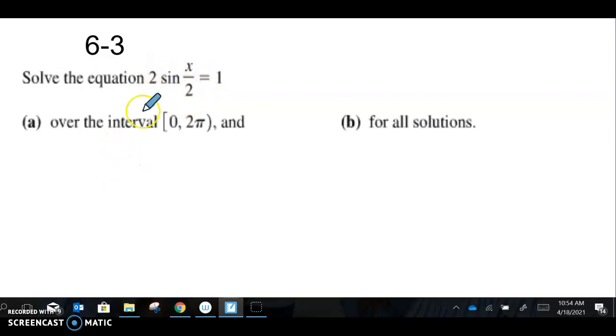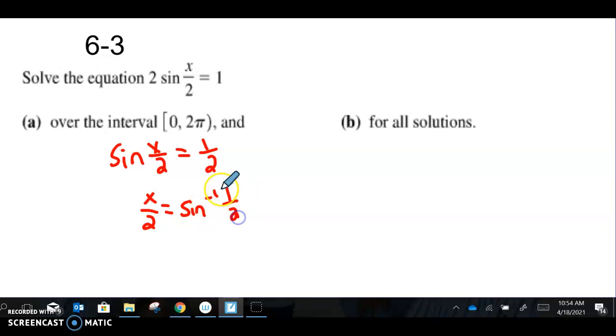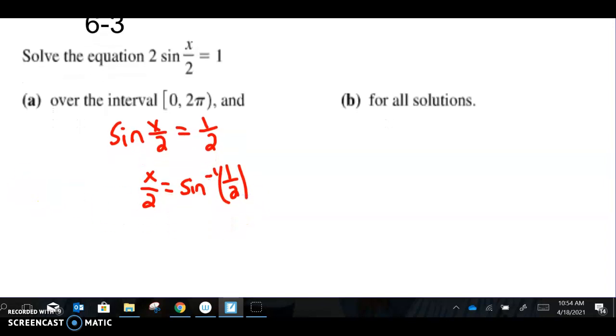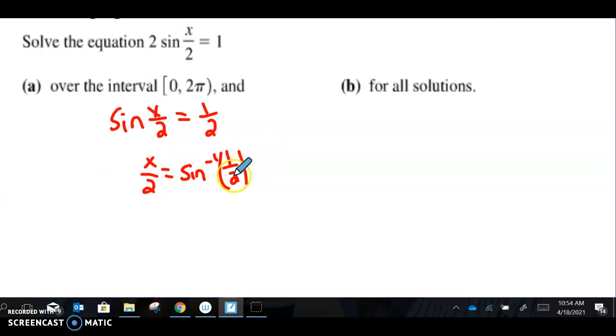So basically we would divide both sides by 2, right? And then we want to undo the sine. So we want to take the sine inverse of both sides. So I have x over 2 equals the inverse sine of a half. And just think to yourself what that means. That means what angle do I take the sine of that gives me a half, over the interval from 0 to 2 pi.